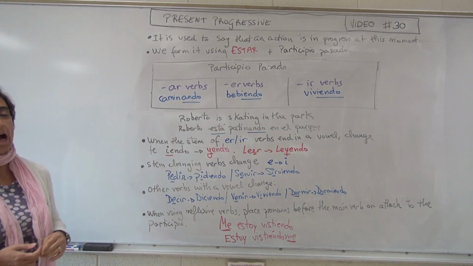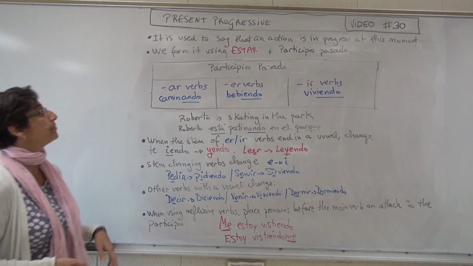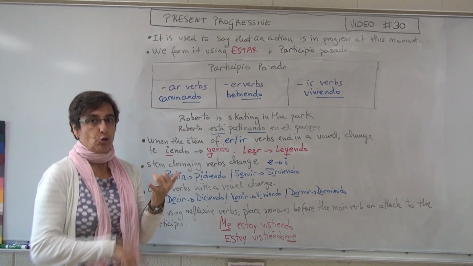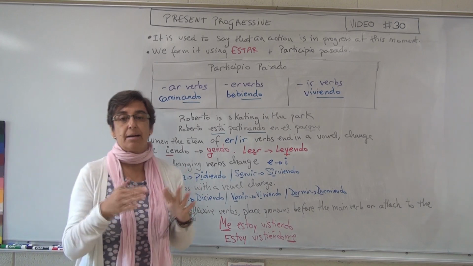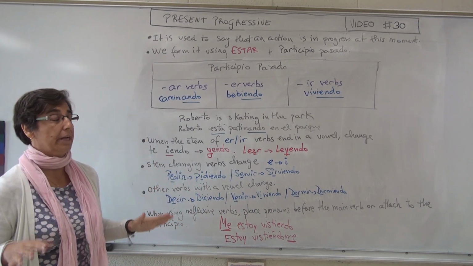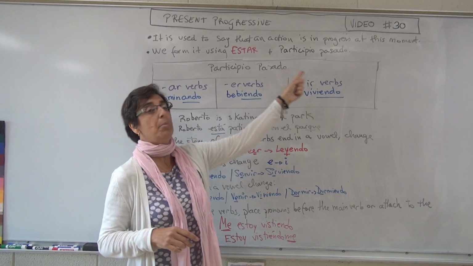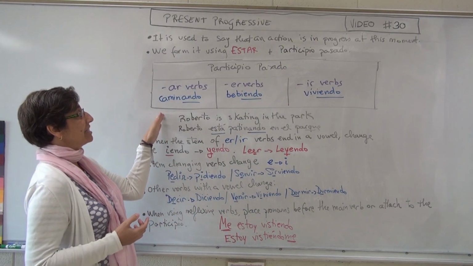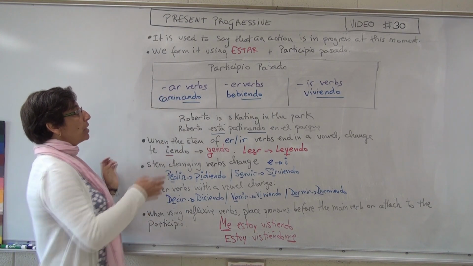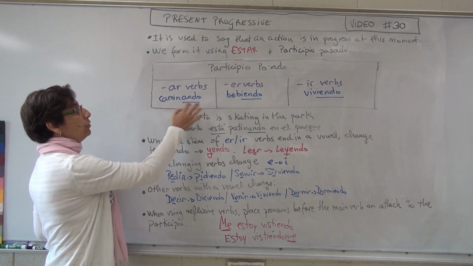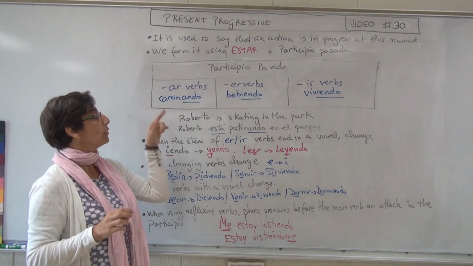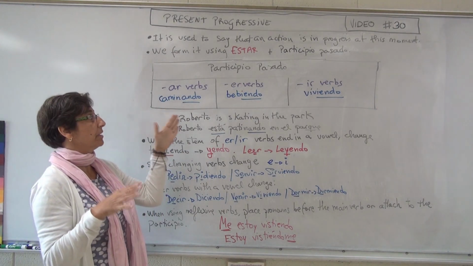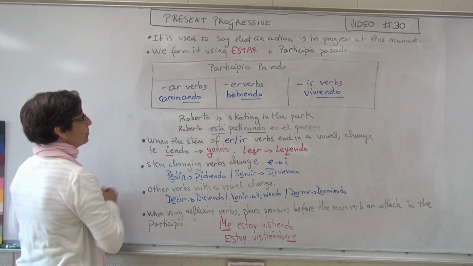En español, how do we conjugate this tense? We always have to use estar. Estoy, estás, está, estamos, estáis, están. Always, don't forget. And we add the participio pasado. What is the participio pasado? For the AR verbs, we drop the AR and add ando to form this verb. For example, I'm going to explain to you.